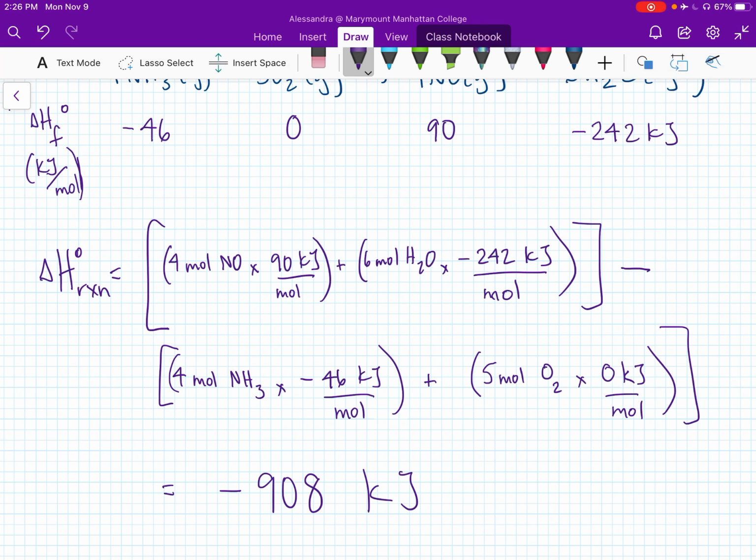So as you can see, these problems are very simple. It's just a matter of looking up values in the table and plugging them into that summing equation, subtracting the standard heats of formation of the reactants from the standard heats of formation of the products. And you use the stoichiometric coefficients to multiply each quantity.